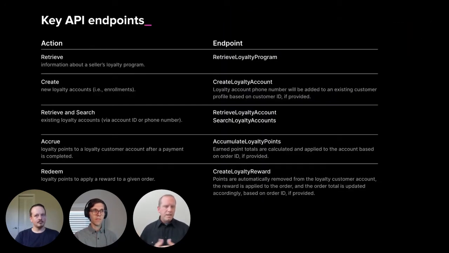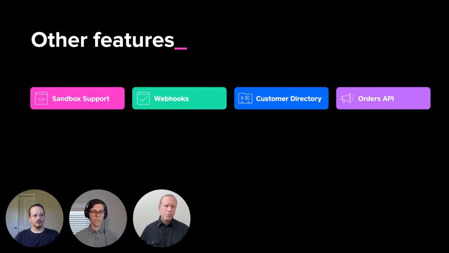Trying to get into the details of the API, obviously there's a lot of documentation out there, and this very quick presentation could not possibly cover it. But I wanted to highlight some of the key endpoints that we support. Some of the actions are the ability to retrieve information about a seller's loyalty program, create new loyalty accounts, retrieve and search existing loyalty accounts, accrue loyalty points to a loyalty customer's account, and redeem loyalty points to apply a reward to a given order. Like I said, there is much more to this API. I just wanted to highlight some of the key endpoints for this presentation. Next slide.